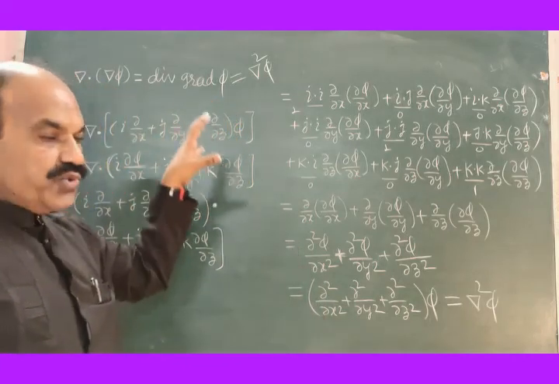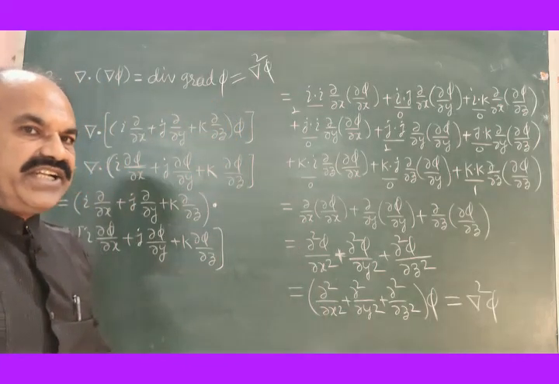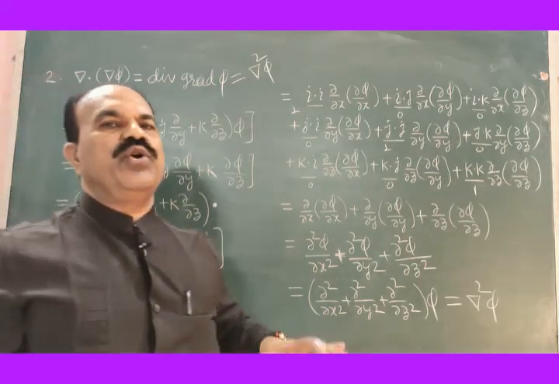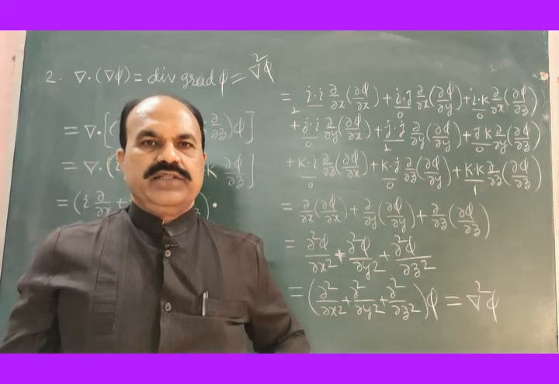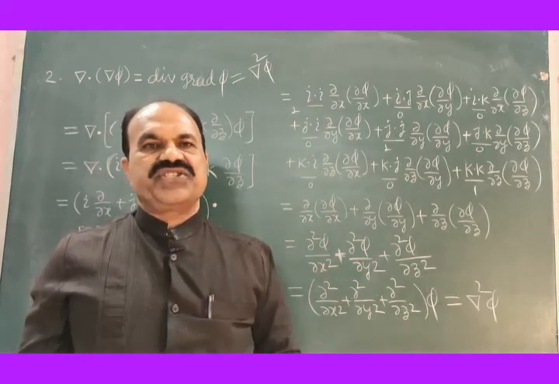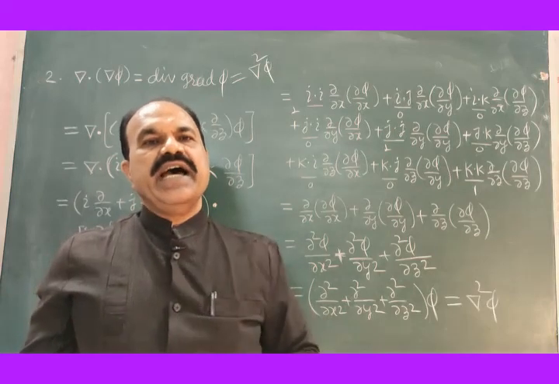Hope you understood the second vector identity. It is so simple and everything is solved for you. Three more vector identities are left. We shall discuss these in the next lecture.